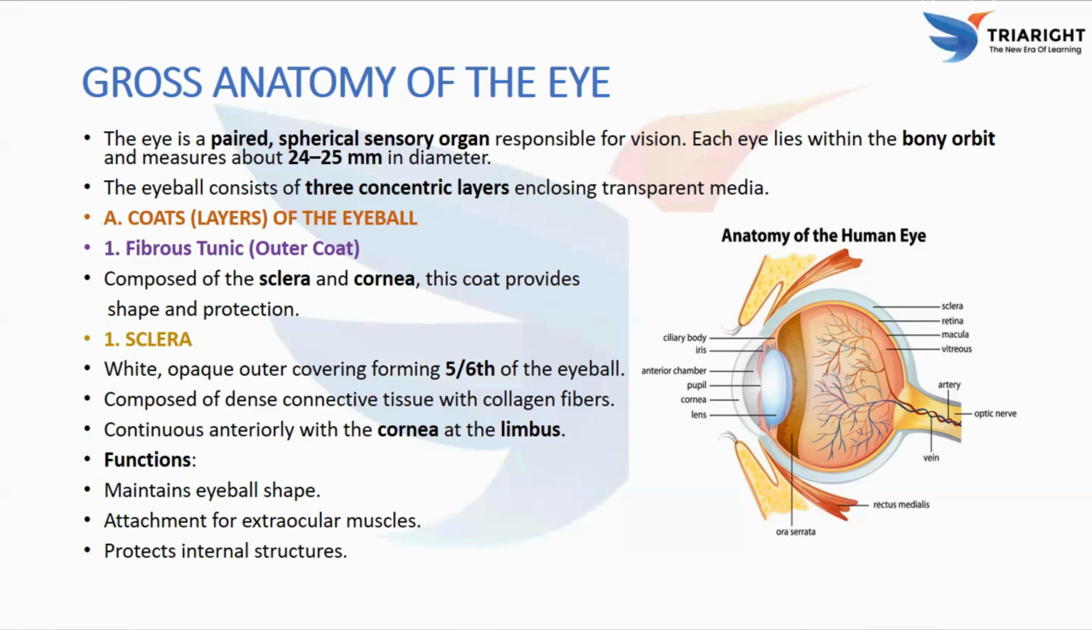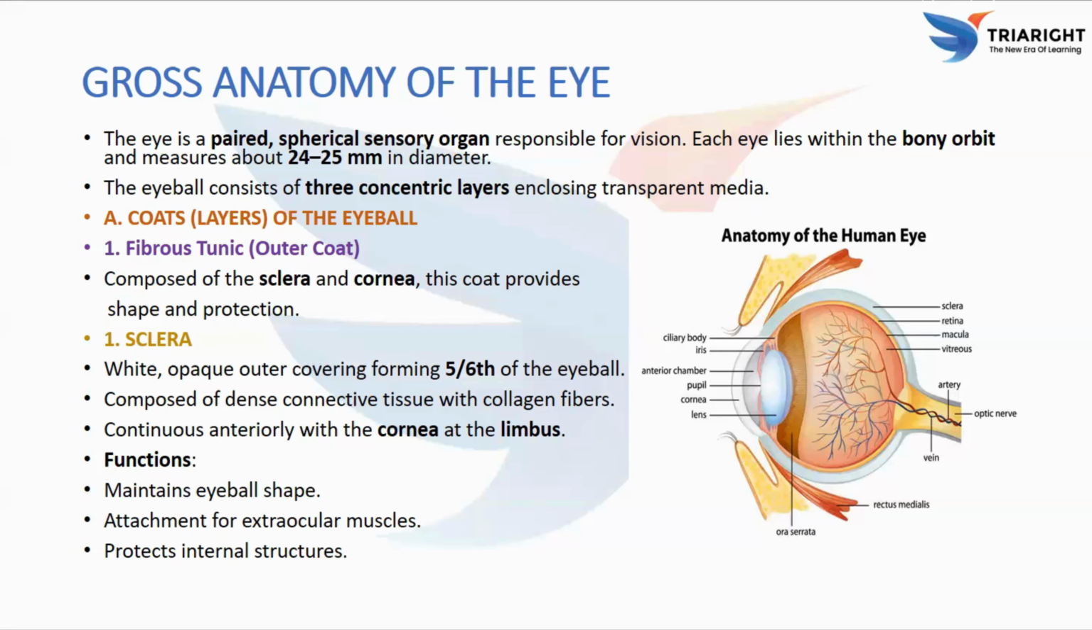So what are the layers of the eyeball? So eyeball is made up of three concentric layers, one inside the other, which surround the transparent media, that is cornea, lens, aqueous humor, vitreous humor. So these three layers are fibrous tunic, vascular tunic and nervous tunic. So fibrous tunic, it's the outer coat, whereas vascular tunic, it's a middle coat which is called as uvea. And nervous tunic, it is called as the inner coat which is retina.